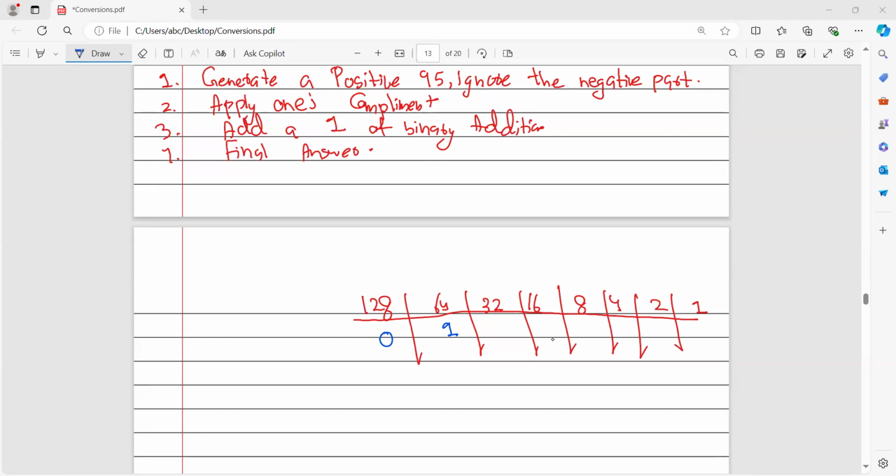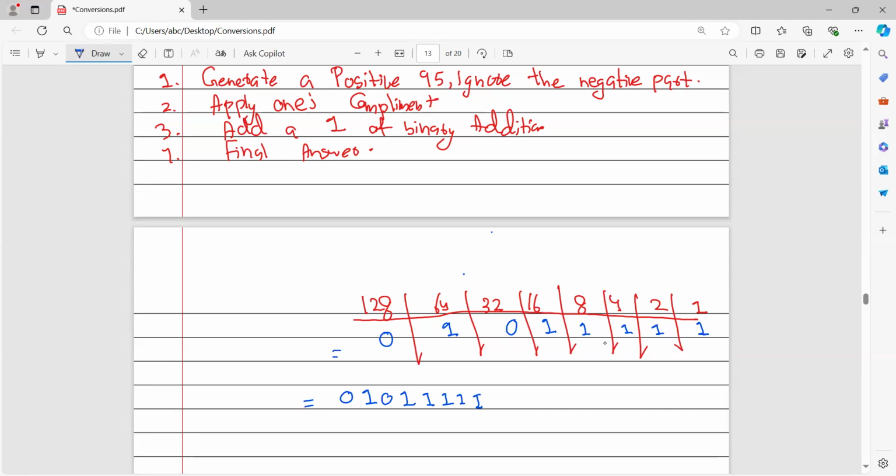But 64, if 64 is added to 16, this results in 80. That means that I need 15 more. 80 and 8, 88, 89, 90, 91, 92, 93, 94, and 95. So this is basically the positive 95 binary equivalent: 0, 1, 0, 1, 1, 1, 1, 1.